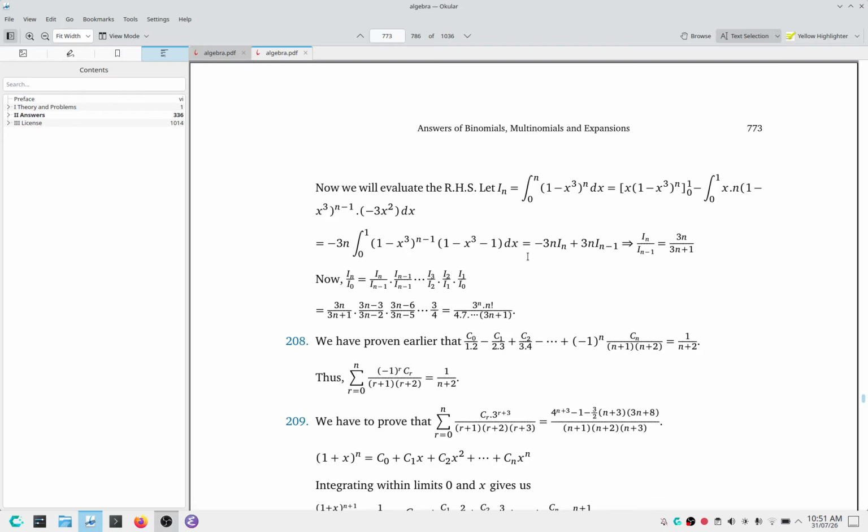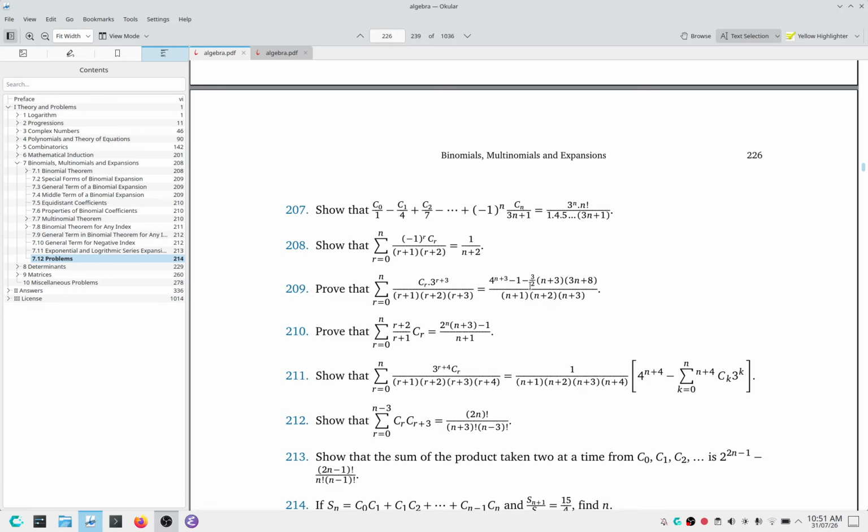Okay, once we have that, so give me a moment. So this will become 3n plus 1. Okay, that is correct. Now In upon I0 is equal to In upon In minus 1 times In minus 1 upon In minus 2. So we evaluate this integral and finally we arrive at 3n upon 3n plus 1 times 3n minus 3 upon 3n minus 2 times 3n minus 6 upon 3n minus 5 and so on up to 3 upon 4, which is equal to 3 to the power n times n factorial. We take 3 common from each term, and bottom is 4 times 7 times so on up to 3n plus 1.